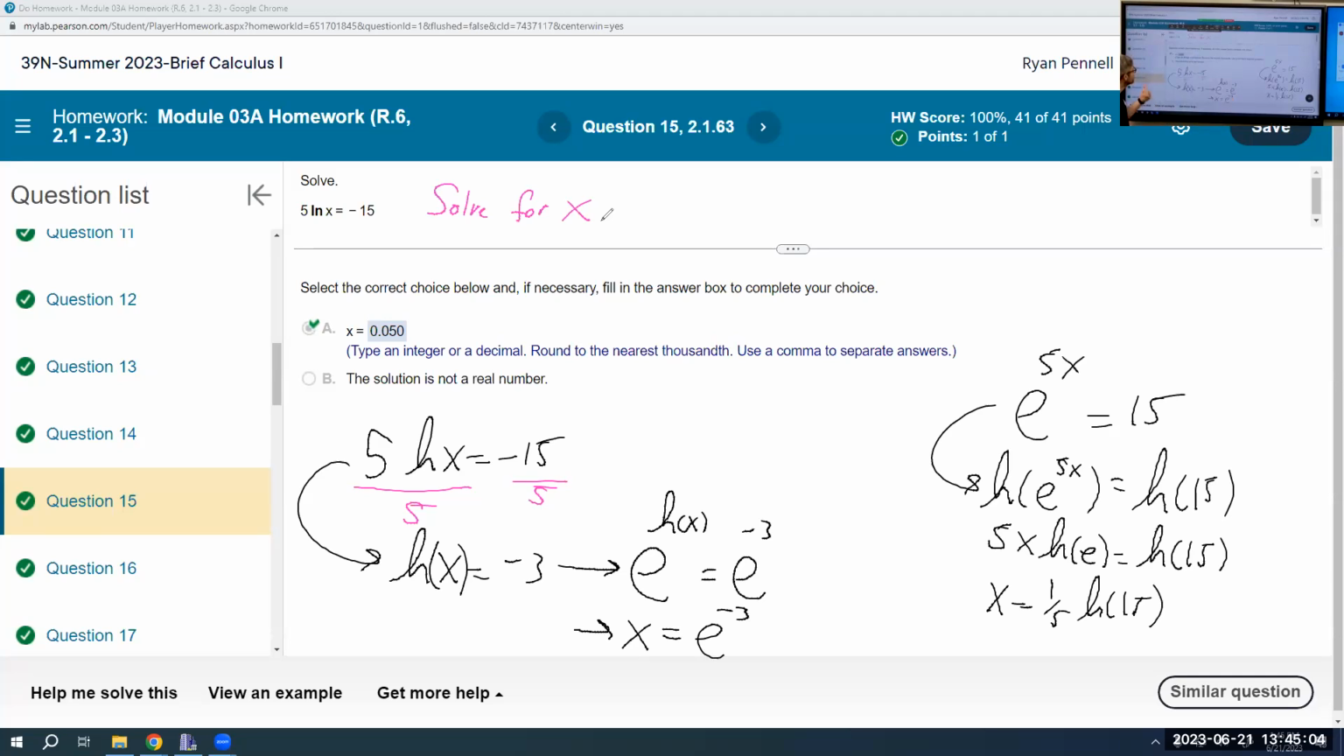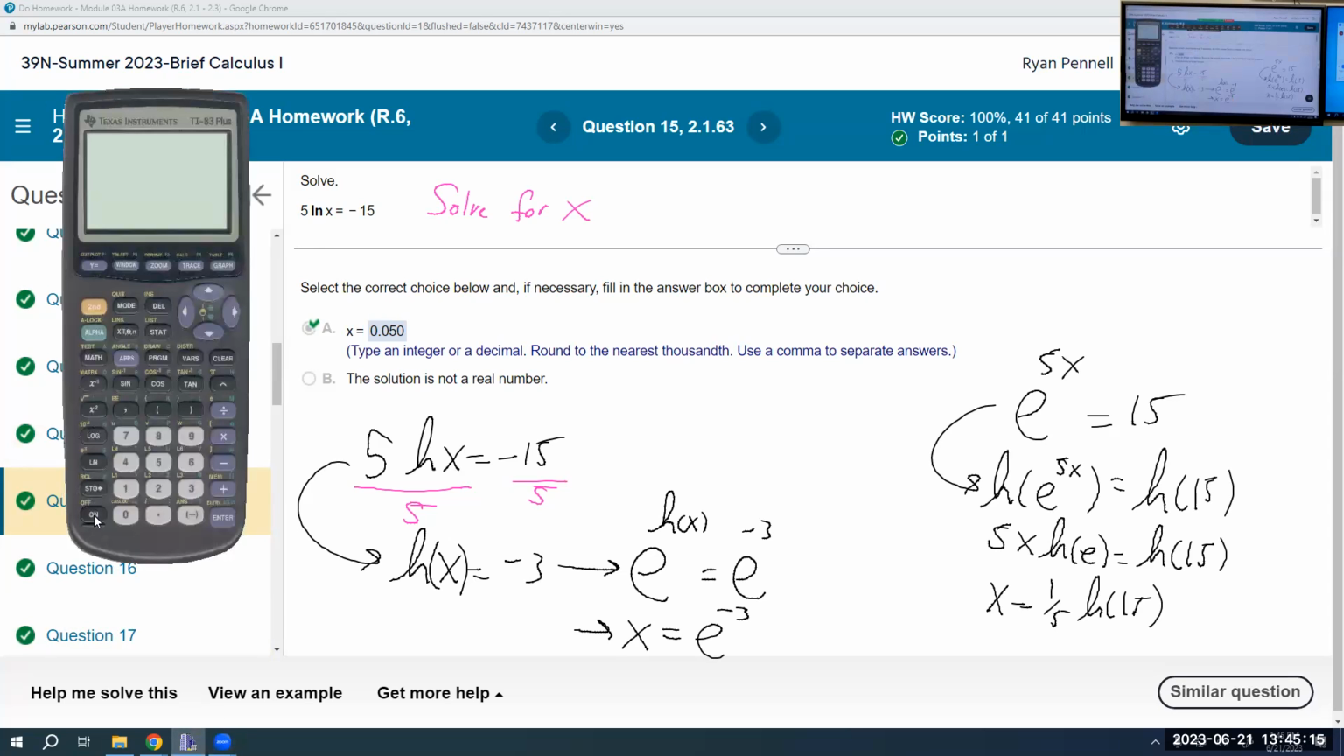Well, I think that's the answer, but it says enter as a decimal, so I'll need some help with that. Hopefully my friend calculator can help me. I think if I hit second and then the ln button, e, and I had to do a little rounding, but that's the nature of the beast.